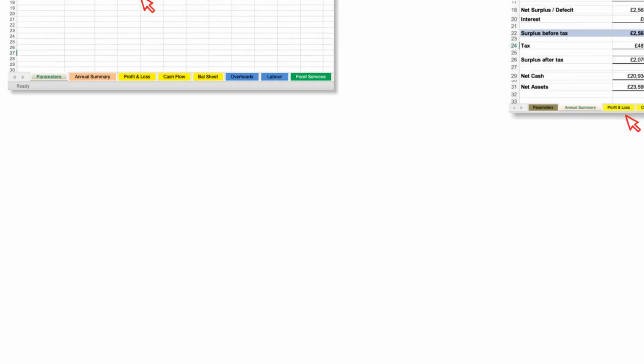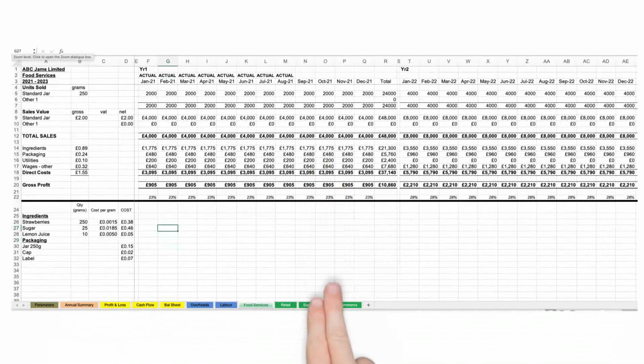So let's go to our first income stream, food services. As we can see, we sell 2,000 jars per month at £2, giving us £4,000 income for the month. You'll remember in the parameters we said sales would increase by 100% in year 2. So we have a projection for 4,000 jars at £2, giving us £8,000 of income. Below our income, we have our cost of sales, and that's broken down into ingredients, packaging, utilities, and wages.